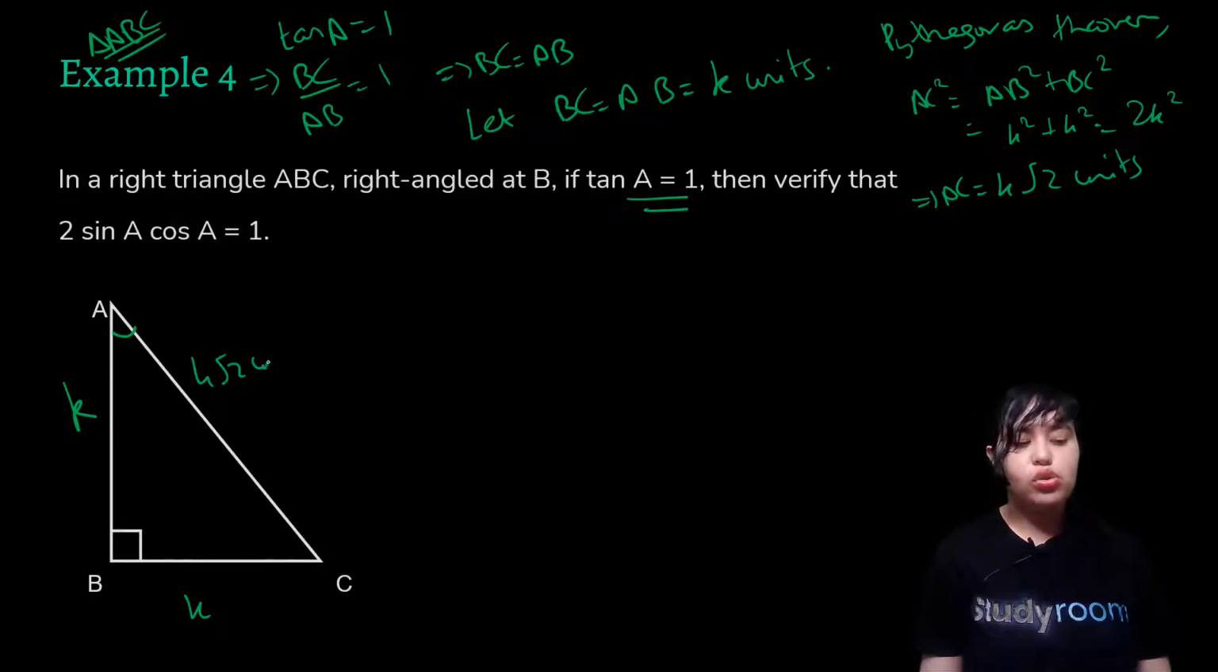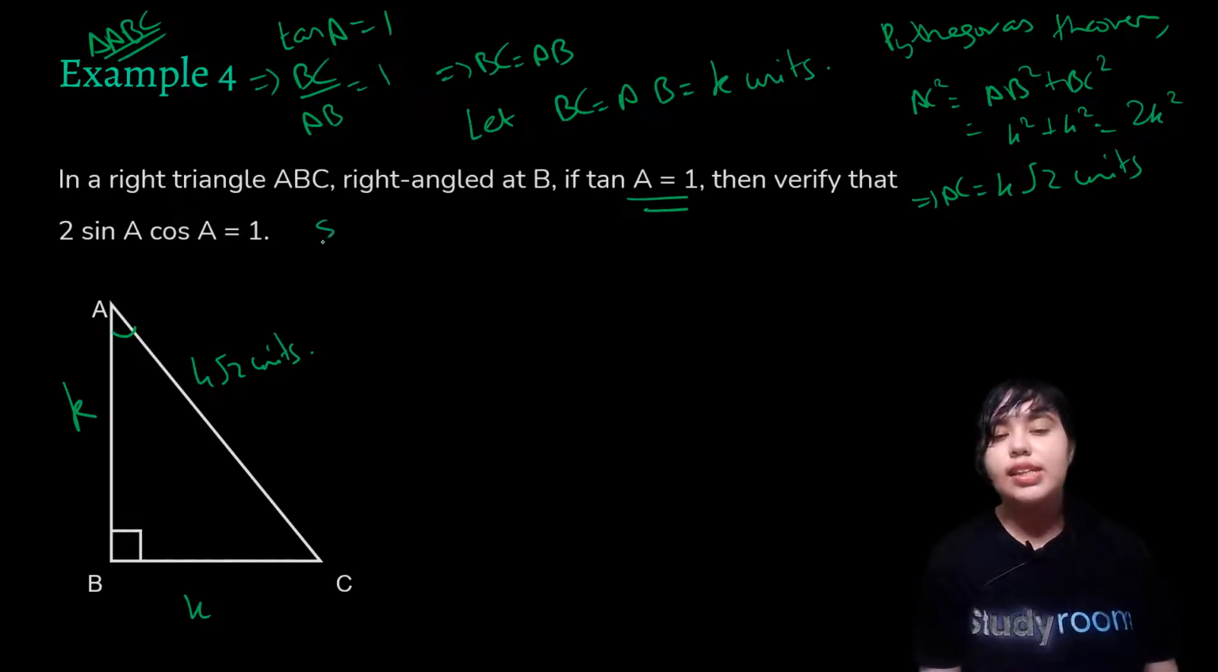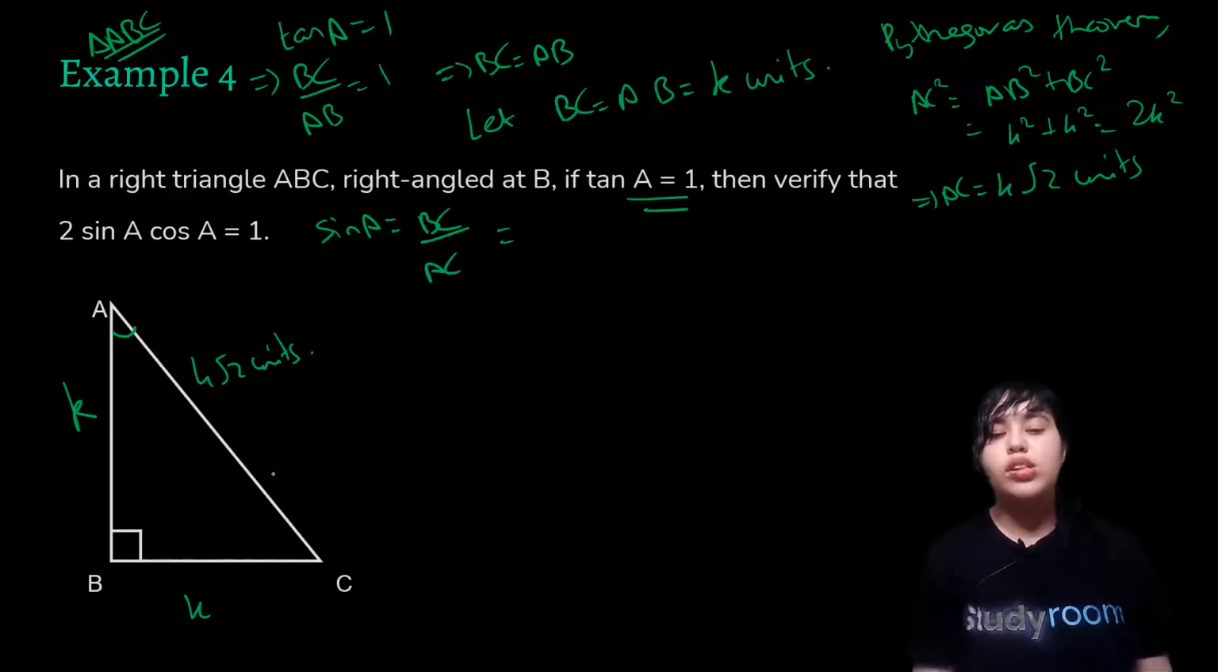Now if you have all the three sides, you can easily find out sine A, which is side opposite upon hypotenuse. So it will be BC upon hypotenuse, upon AC. Now what is BC over here? K. AC over here is K root 2. So sine A becomes 1 by root 2.